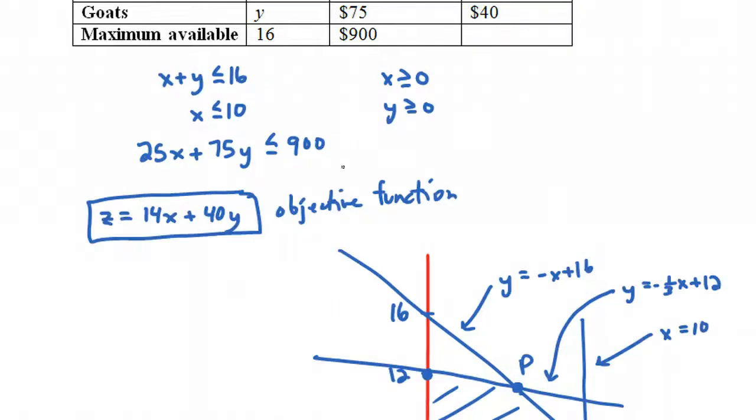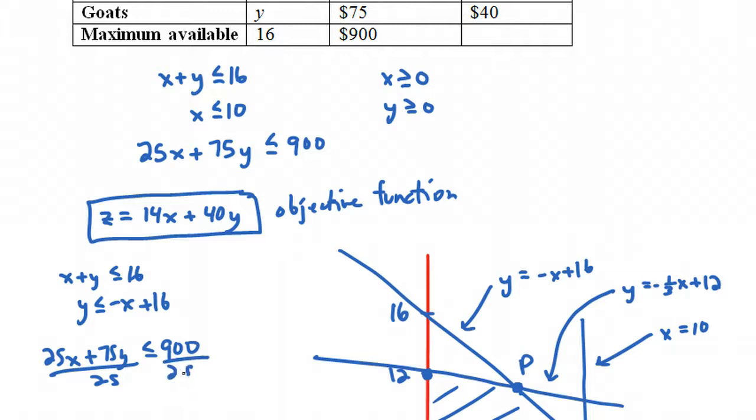Now we're going to graph the feasible region, but before we do that, let's change these inequalities to make them easier to graph. For example, x plus y is less than or equal to 16. If we subtract x from both sides, we get y is less than or equal to negative x plus 16. So we're going to graph y equals negative x plus 16. And the other one, 25x plus 75y is less than or equal to 900. Let's divide both sides by 25.